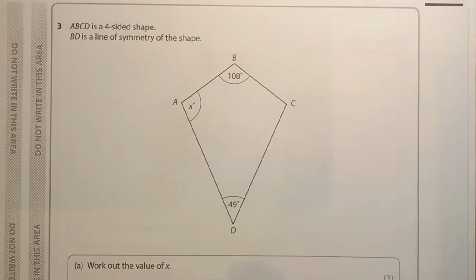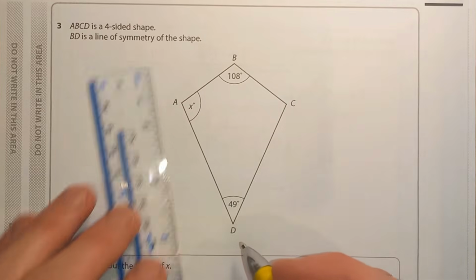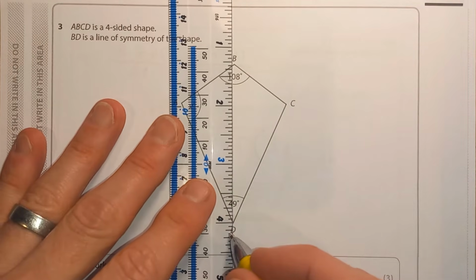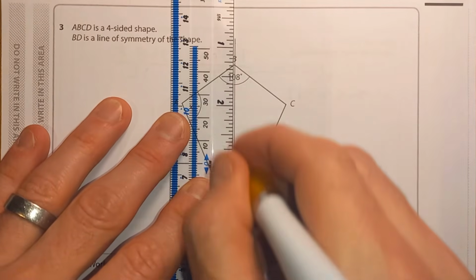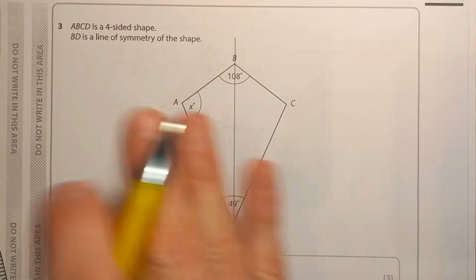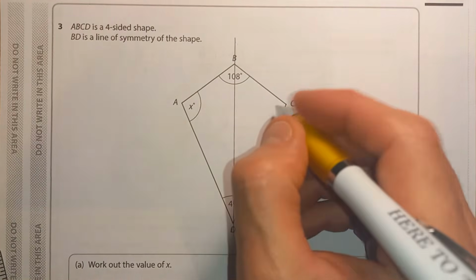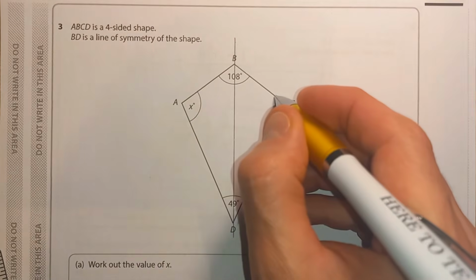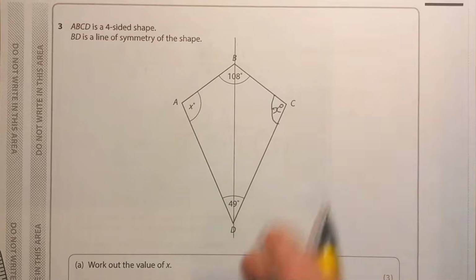Okay, so if we've got a line of symmetry, that means we've got a line on this shape where if you fold it in half, one side would exactly match the other. So I think that we're going to have our line of symmetry down the middle. So that's going to match onto there. What that means is that this angle here must be the same as this one. So that must be x degrees.